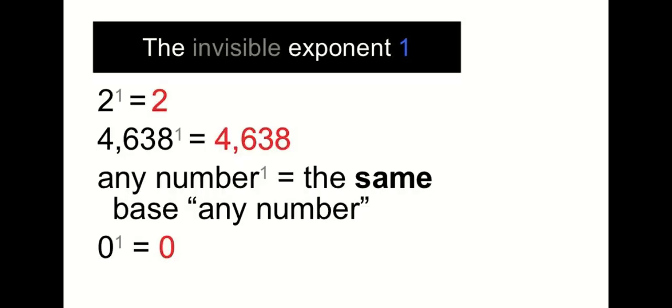The exponent 1 is usually invisible. So if we said something like 5 to the 1st power, guess what? We would never really say that. It's invisible. So 2 to the 1st power, we don't really write that. We would just say 2. And if it was 4,638 to the 1st power, we would just write 4,638. And in fact, 0 to the 1st power is still just 0.